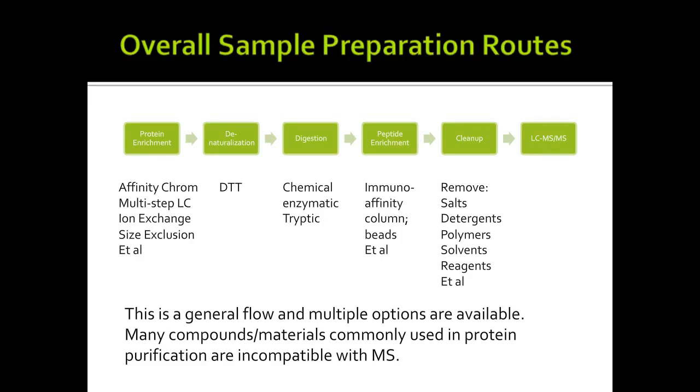And then after that, we will enrich the peptides, to separate the peptide of interest from other peptides, either using immunoaffinity columns or beads or other technologies. And then, as we know, mass spec is pretty tricky, and most compounds going through this process are not necessarily compatible with the mass spec. We had to do a cleanup, like remove salts, detergents, polymers, solvents, reagents, etc., so that they will be mass spec ready. So it is a very different workflow than what we are used to in the lab.